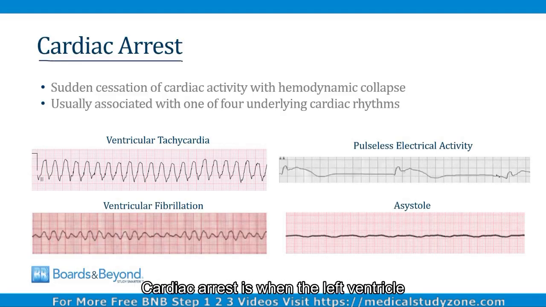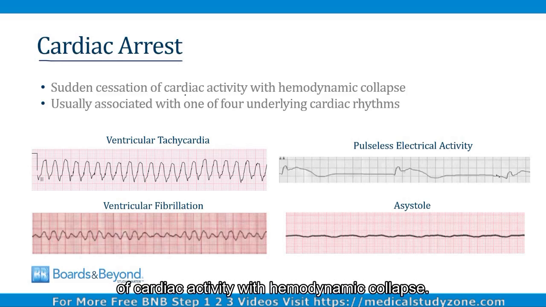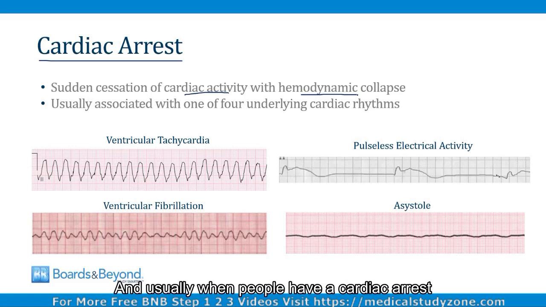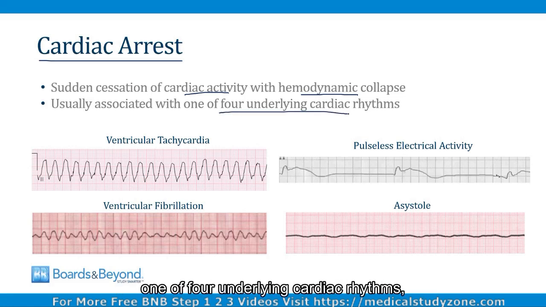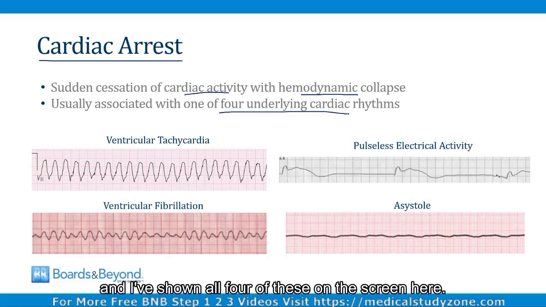Cardiac arrest is when the left ventricle stops pumping blood, causing a drop in blood pressure that leads to a patient collapsing. The technical definition is the sudden cessation of cardiac activity with hemodynamic collapse. And usually when people have a cardiac arrest, it's because they have developed one of four underlying cardiac rhythms, and I've shown all four of these on the screen here.